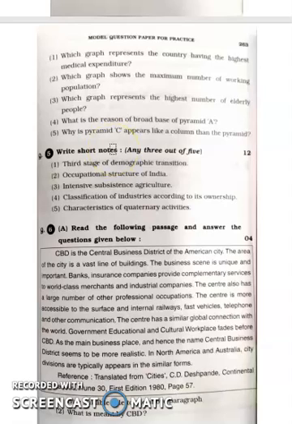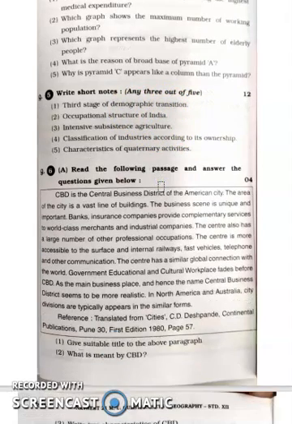So 5 questions are given, out of that any 3 you have to do, and 1 question carries 4 marks, okay. So here you have to write about the third stage of demographic transition, or the occupational structure of India. Intensive subsistence agriculture, like I said, the lesson on agriculture, like primary economic activity, every year there is a question on agriculture. Last year they asked about plantation agriculture, so this year they may ask you about intensive, they may ask you about shifting or market gardening.